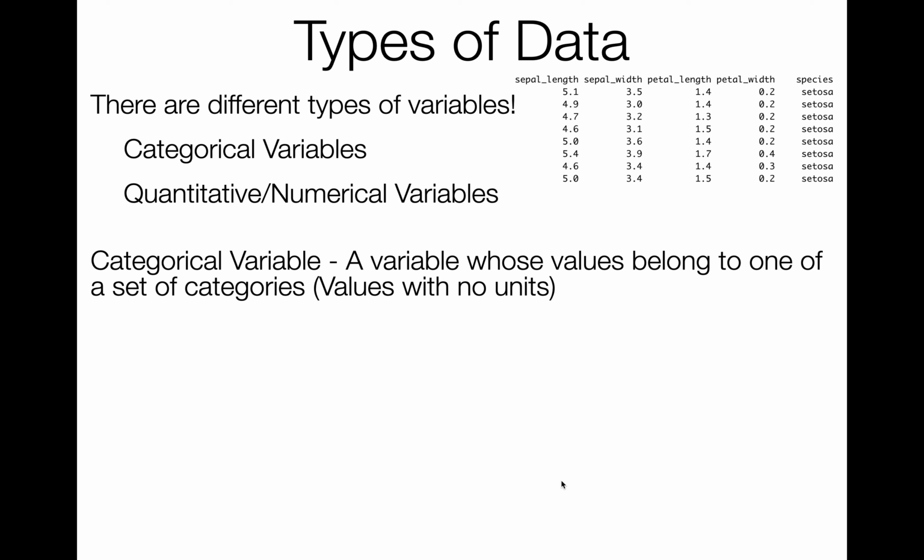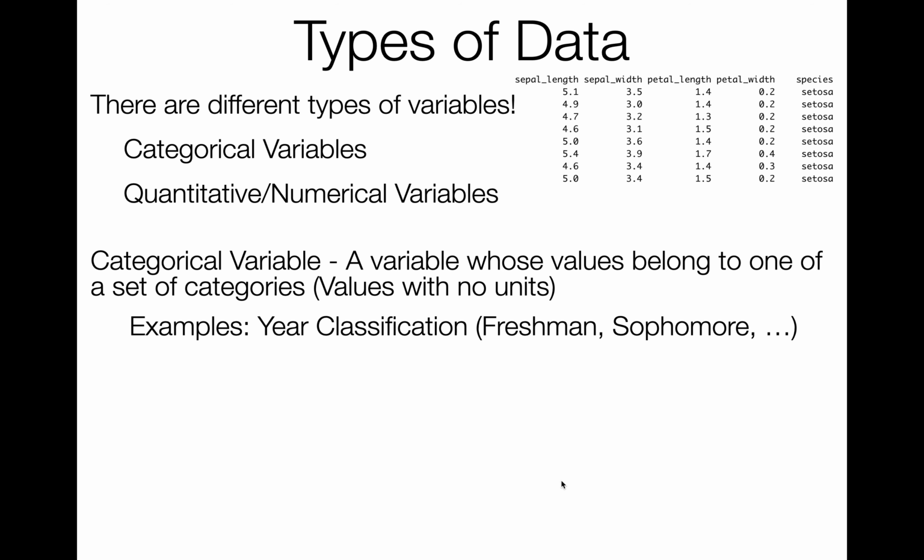It's a variable whose values belong to one of a set of categories. So what does that mean? Usually, you think of a categorical variable as a value with no units associated with it. Usually people think of a categorical variable as not a number, something that doesn't have a number in it. Some examples of a categorical variable are a year classification in high school. Are you a freshman, a sophomore, a junior, or a senior? And some people do that for college as well.